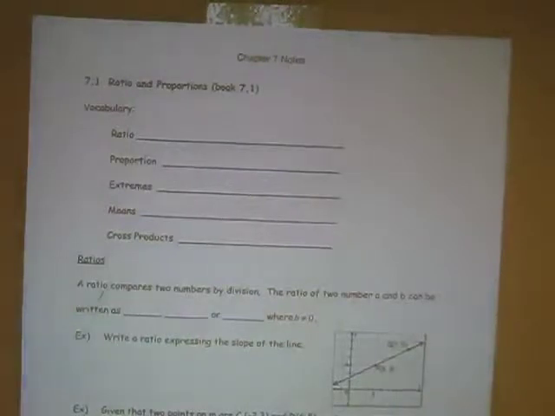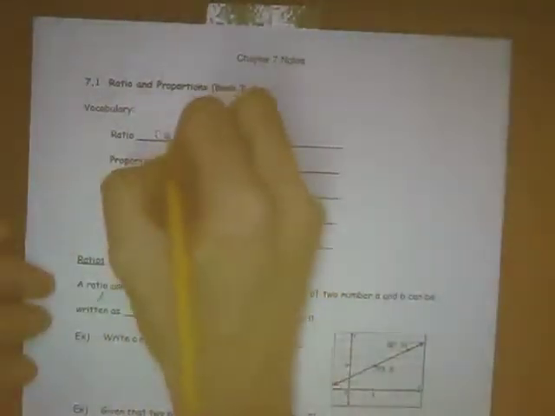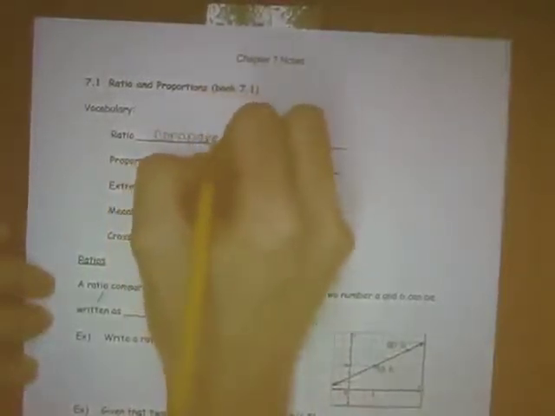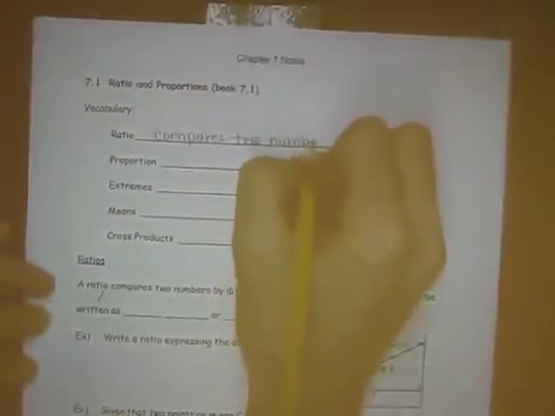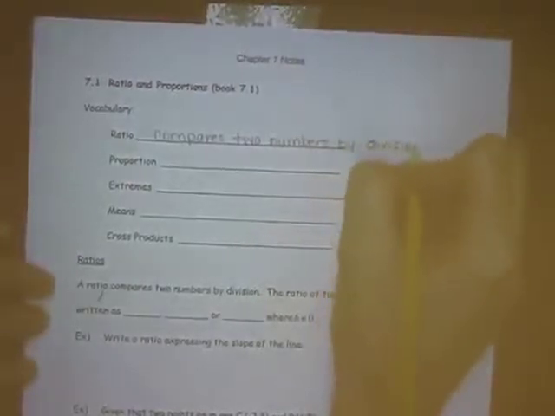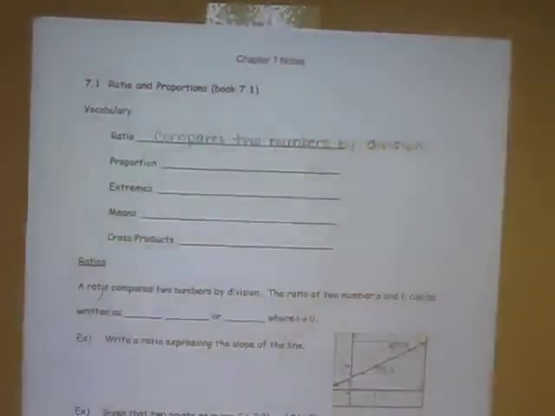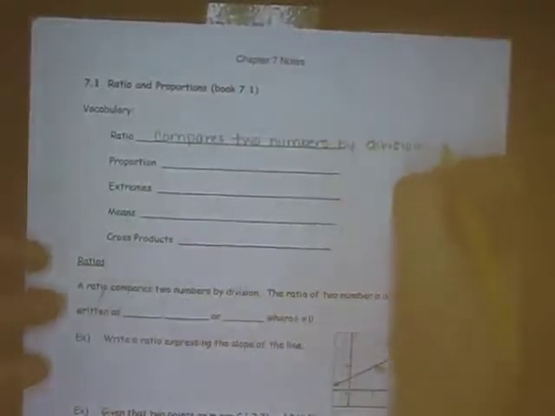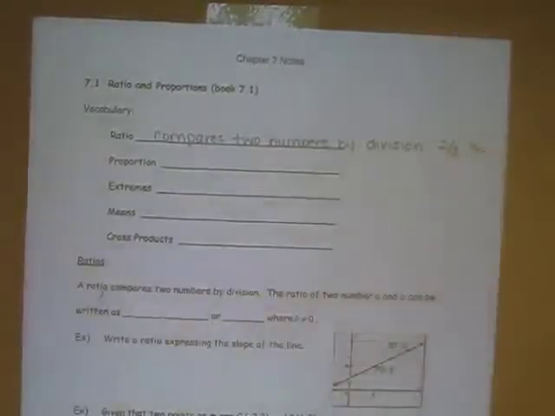Chapter 7, Ratio and Proportions. A ratio compares two numbers by division. For example, 2 to 3, 4 to 7 compares two numbers by division.